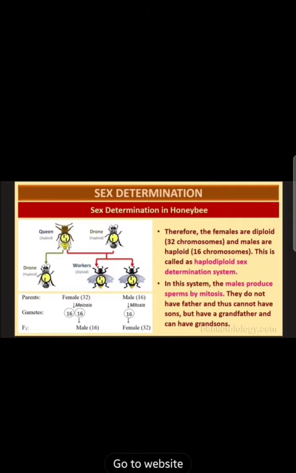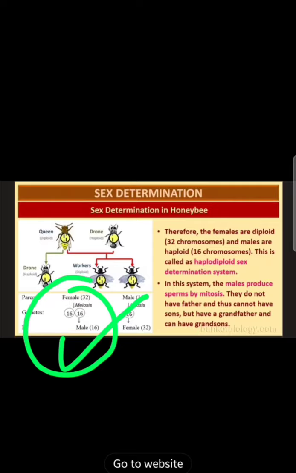So they do not have a father and thus cannot have sons, but can have a grandfather and grandsons. It is just that males are not producing sons; as you can see, males are producing only females and workers. Only males are produced by the females by parthenogenesis, without the help of the males. So the female is producing sons.